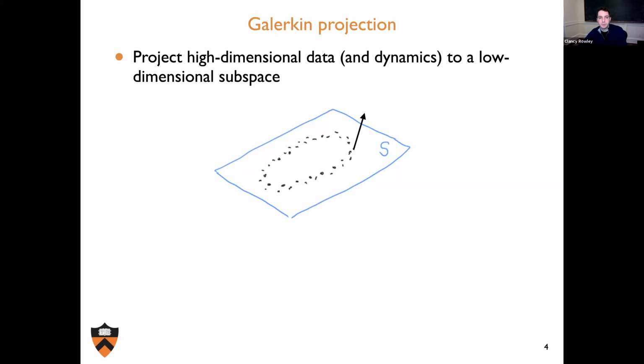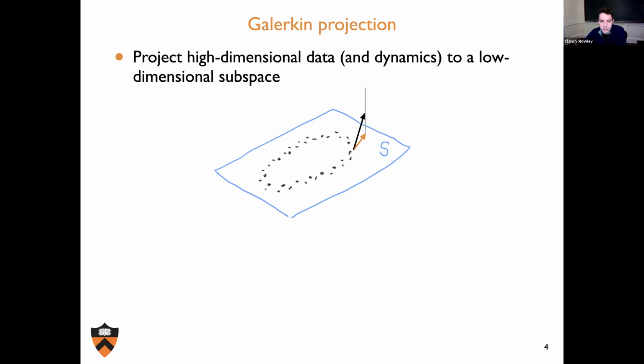Okay, so how would you project the dynamics? So if you take one of these points, dynamics give you a direction in which that point should move. Well, that direction might not be in the plane, in the subspace. So all you do with projection, Galerkin projection, is you just project that vector onto the subspace. Very simple.